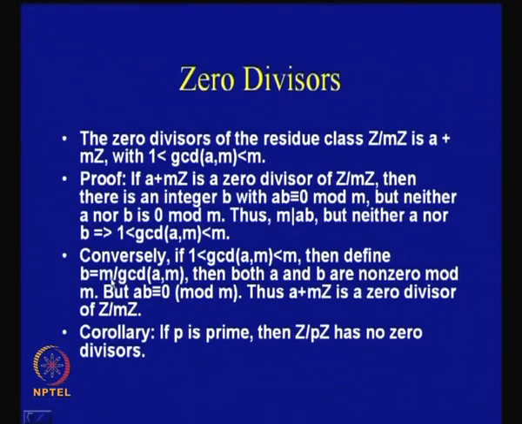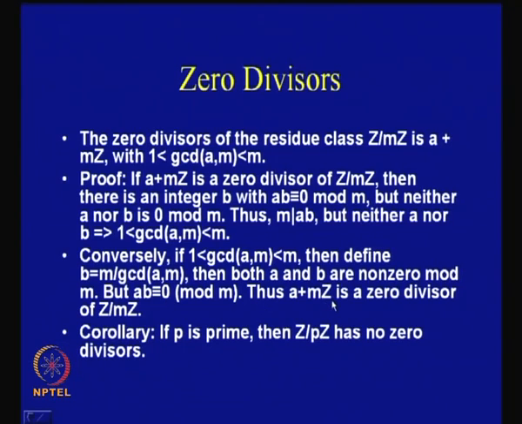The reason is, if I multiply this with a, since the GCD of a and m divides a, what I obtain is an integer multiple of m. Therefore if I divide it by m and take the remainder, the remainder is 0. So this proves that ab is congruent to 0 modulo m.